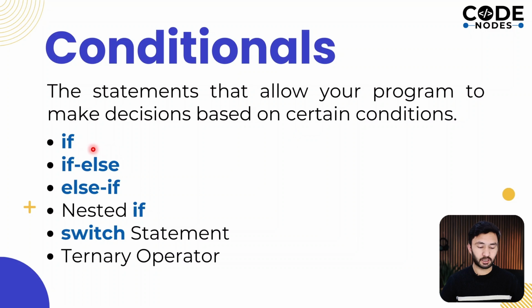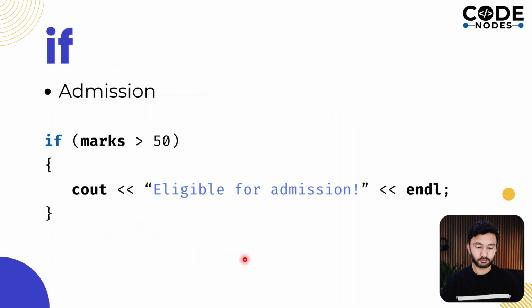So these statements are the if statement, if else statement, else if statement, which is also called else if ladder, and nested if, and switch statement, and lastly the ternary operator, which is part of the operators which we skipped that time, and we will do it at the last of the conditional statements. So this is the general syntax of the if statement.